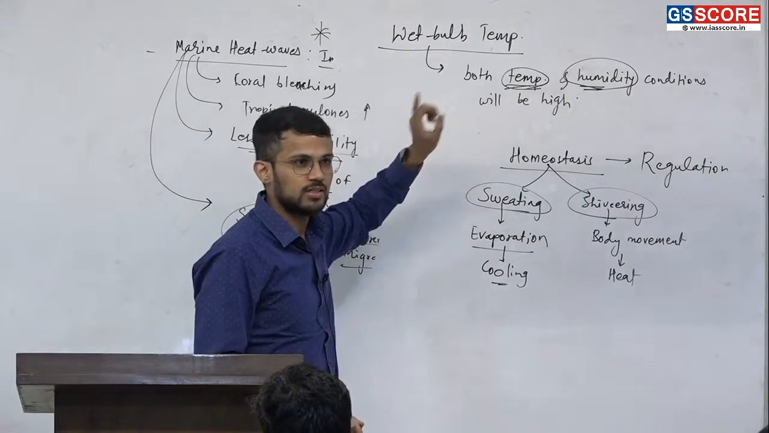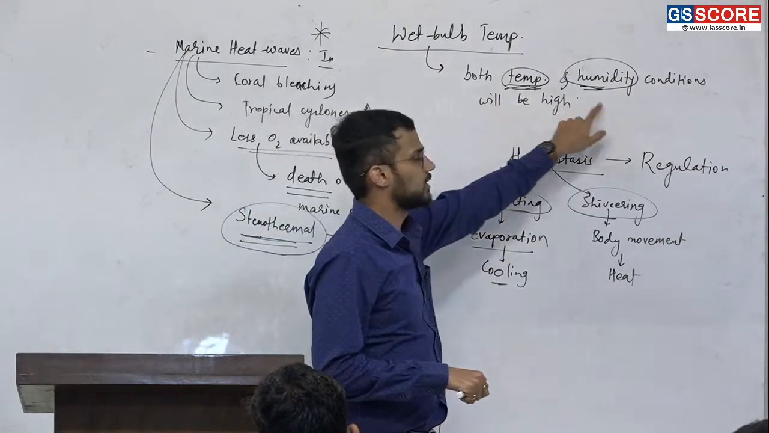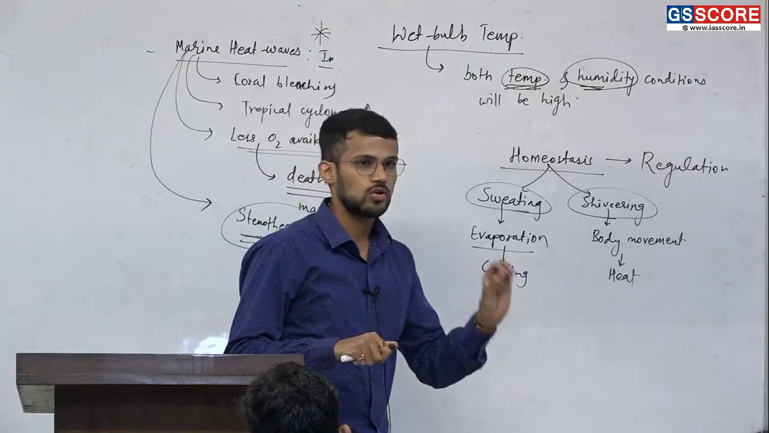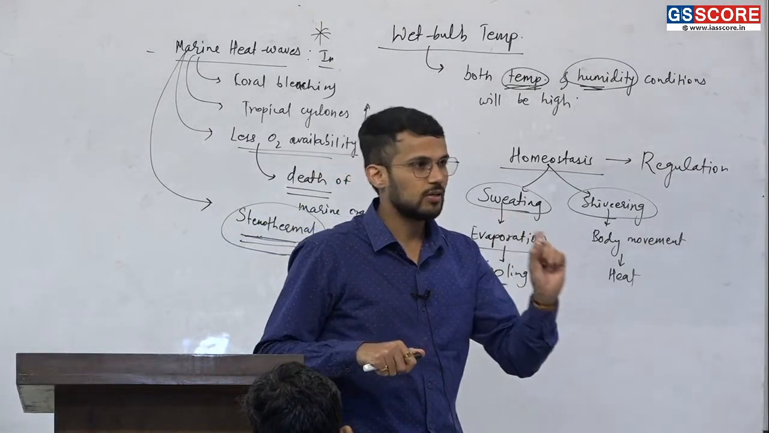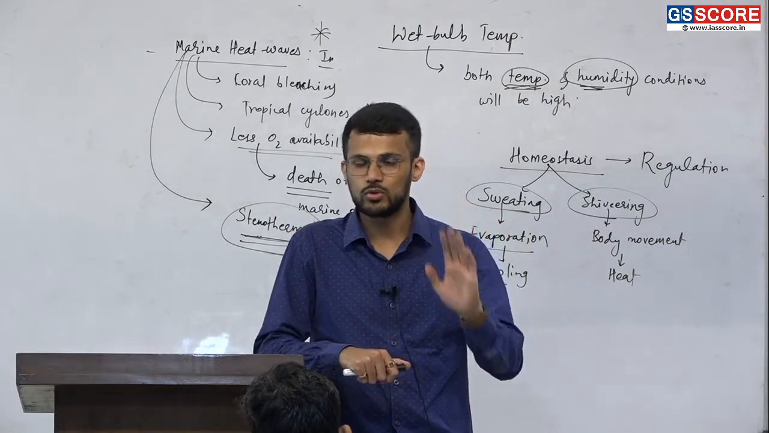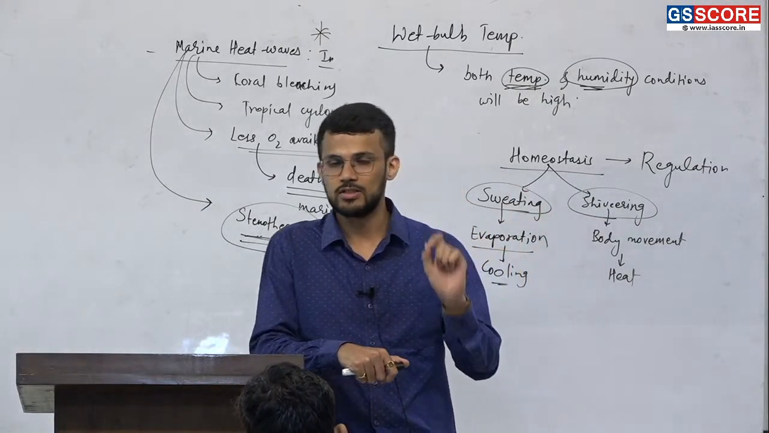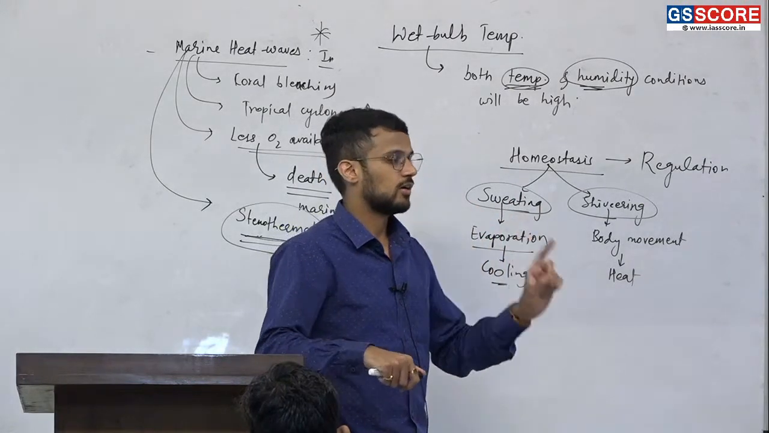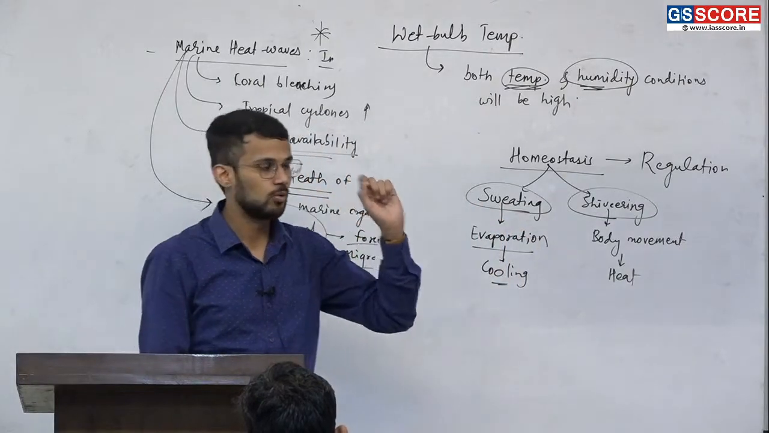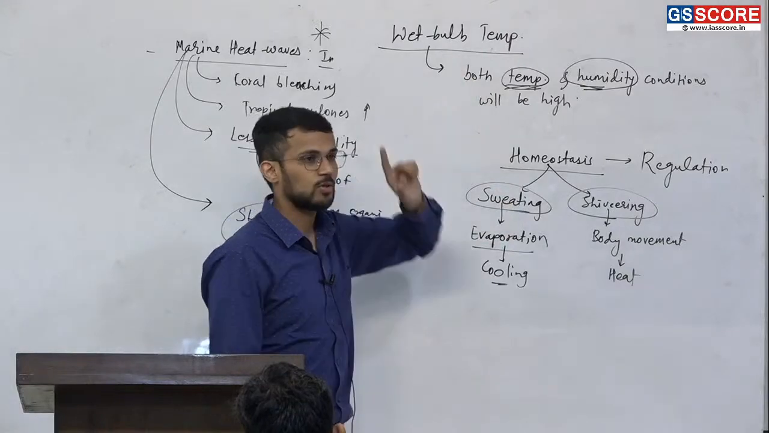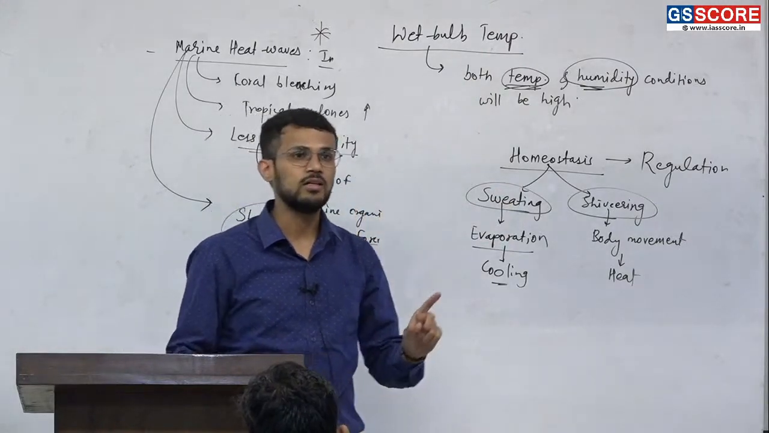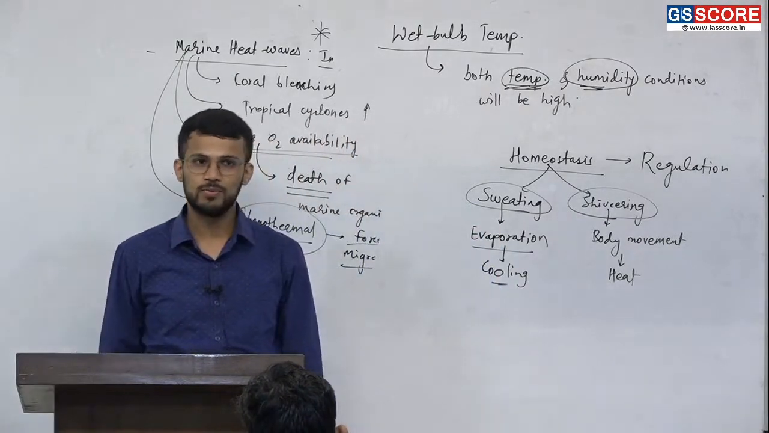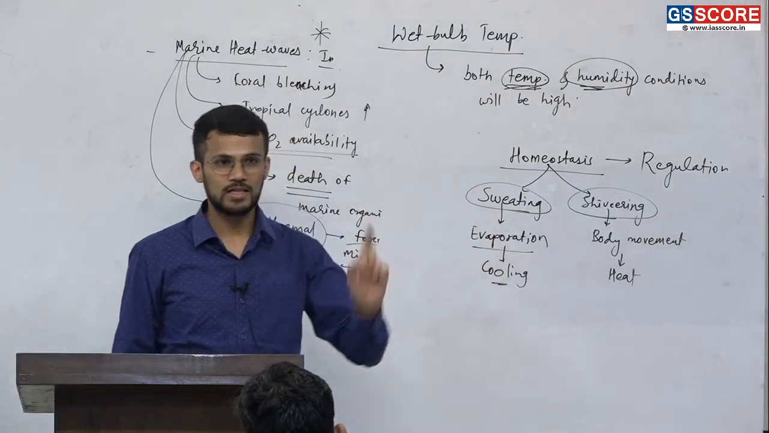Fine, so wet bulb temperature is that temperature where both temperature and humidity conditions will be high. But as of now, we have not crossed 31 degrees Celsius. If we reduce emissions, we will be able to ensure that wet bulb temperature does not cross 31 degrees Celsius. But if we continue business as usual, by 2100, our temperatures will increase more than 31 degrees Celsius. Wet bulb temperature I am talking about. Wet bulb temperature will increase more than 31 degrees Celsius, and it may touch 35 degrees Celsius. Fine? And if that is the case, it may be fatal.